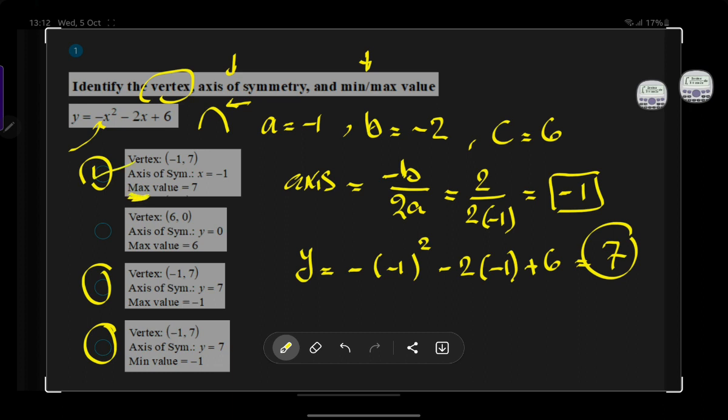Okay, and this is the maximum value. This is minimum, so it's wrong, and this is maximum, but the axis of symmetry is y, and we said that the vertex is negative 1 and 7, and this is x and this is y. So the axis of symmetry is always x, not y. So this is the answer of the first question.